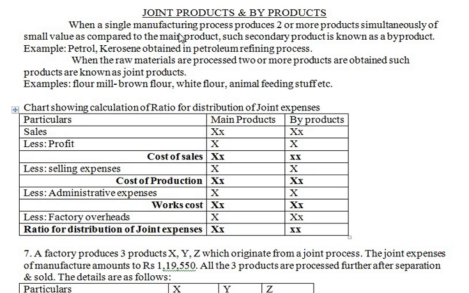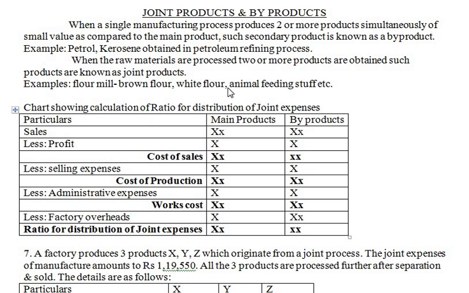So whenever you are producing a product, two or more products simultaneously, such products will be called as what? Byproducts. Next, when the raw materials are processed, two or more products are obtained. Such products are known as joint products. An example is a flour mill, wherein you will get brown flour, white flour, and animal feeding stuff. So these all are joint products.